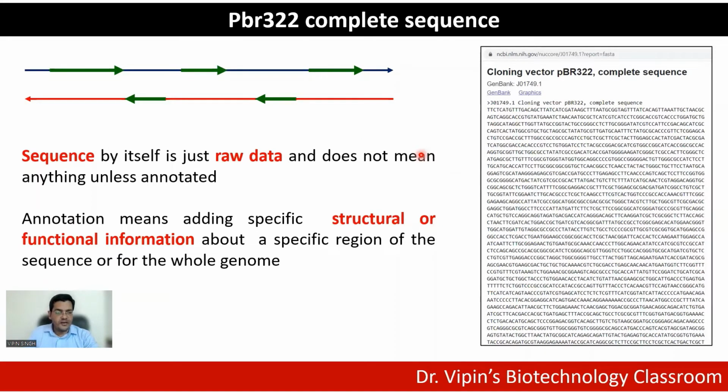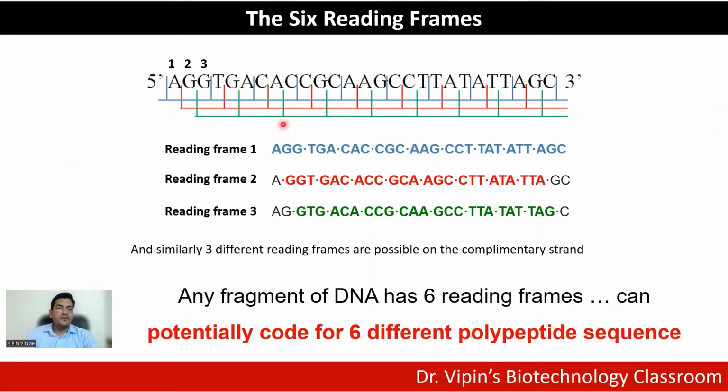Before we move on to finding the potential protein coding regions, there is a concept called reading frames in a DNA. So let's have a look at the concept of reading frames first, and then we move on to open reading frames. So here, if you look at this DNA sequence, this is the 5' end, this is the 3' end. You know that a codon is a triplet, so basically this DNA sequence has to be read in blocks of 3 each, right? So if you start counting from the first nucleotide here, you can have blocks of 3, for example, AGG, TGA, CAC, CGC, AAG, CCT, TAT, ATT, AGC, and so on and so forth if the sequence continues.